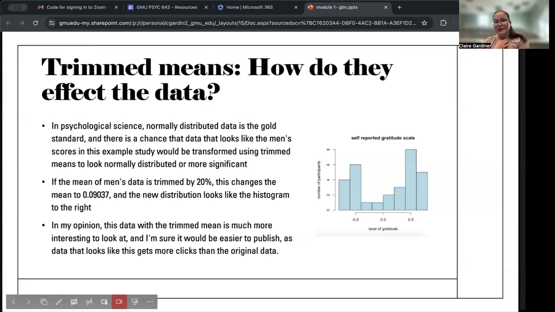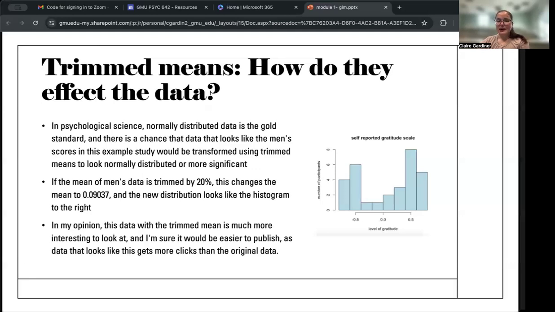So what I wanted to talk about is trimmed means. This goes back to the fact that in psychological science, everyone tries to make the data look normally distributed. Normally distributed data is the gold standard in psychological science, and there's a chance that the data that looked like the men's score in this example study would be transformed using trimmed means to make it look more significant. If you trimmed it more, I'm sure you could get it to look normal, but in this case, I just trimmed the data by 20% to make it look more significant.